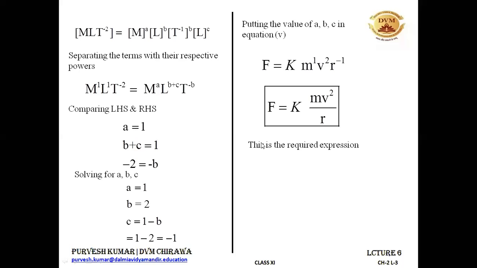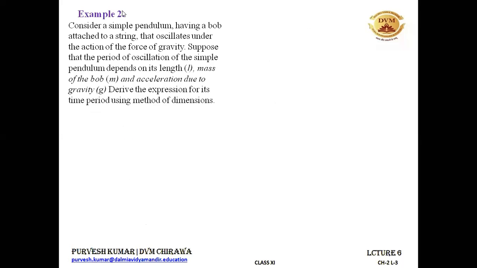Okay, let's move towards the second example. Very quickly, we'll be doing the second example. It says that a simple pendulum is attached to a bob and oscillates under the action of gravity. The time period of oscillation of the simple pendulum depends on its length L, mass of the bob M, and acceleration due to gravity G, small g. We have to derive an expression for the time period using the method of dimensions.